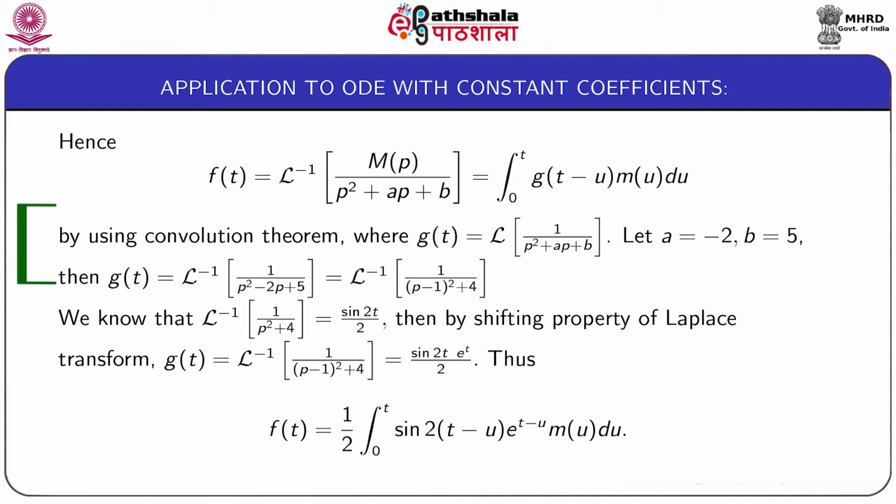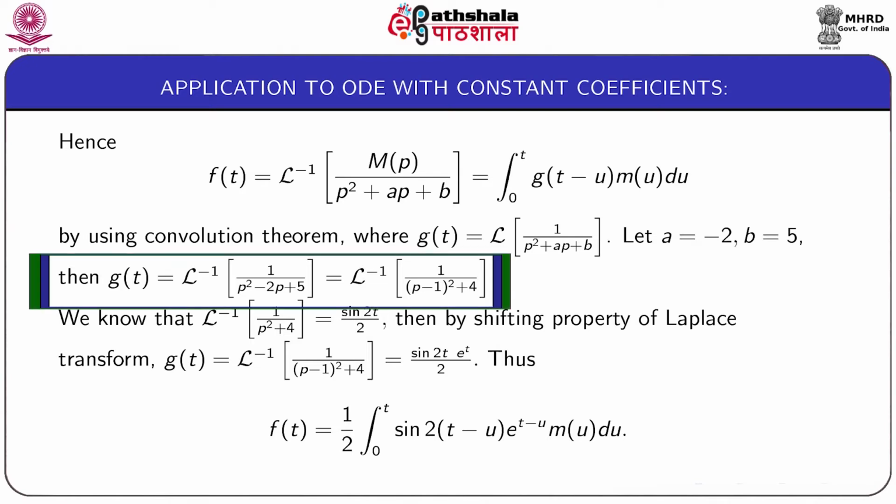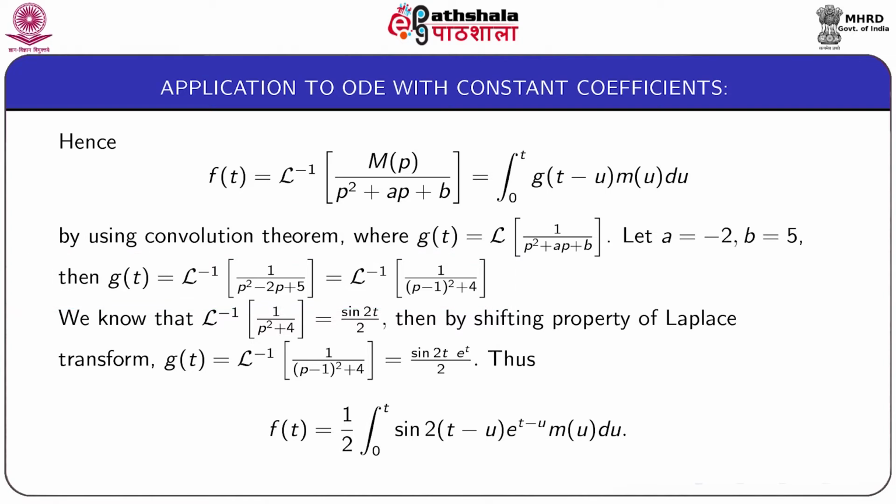Now let us consider some numerical value of the constant a and the constant b. Let a be equal to -2 and b equal to 5. Then g(t) equal to Laplace inverse of 1 by (p square minus 2p plus 5), and that is equal to Laplace inverse of 1 by ((p minus 1) whole square plus 4).